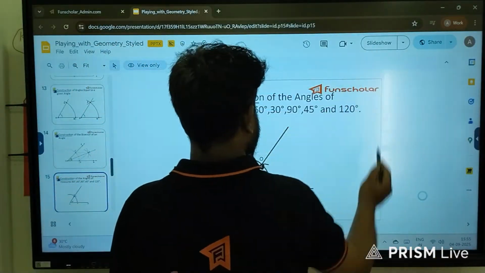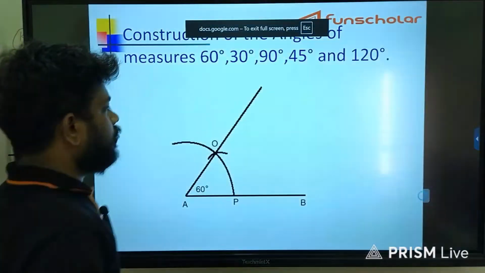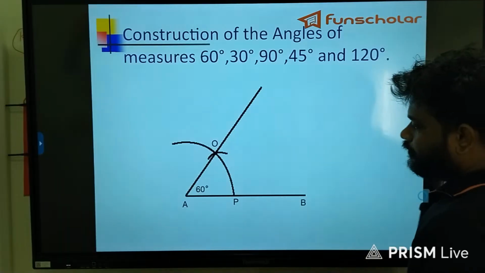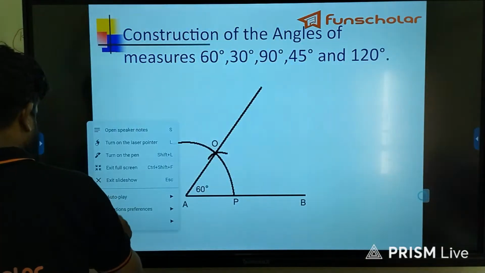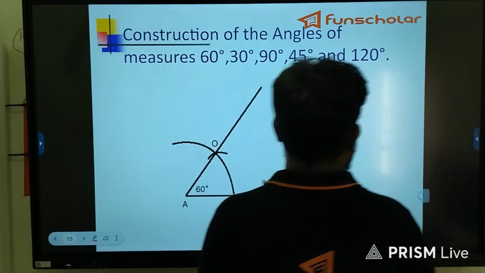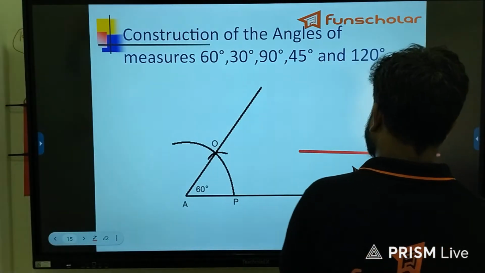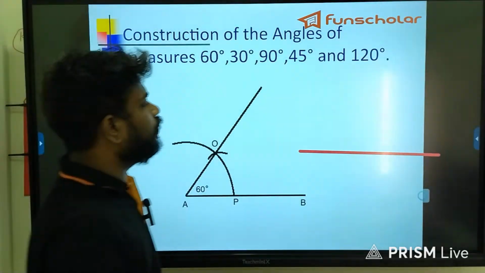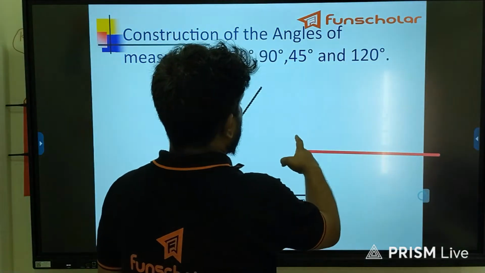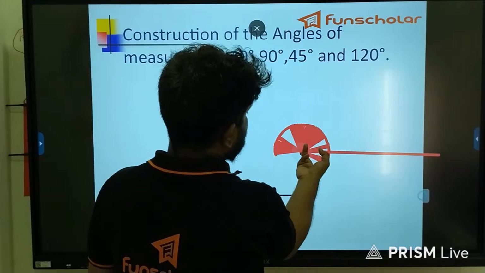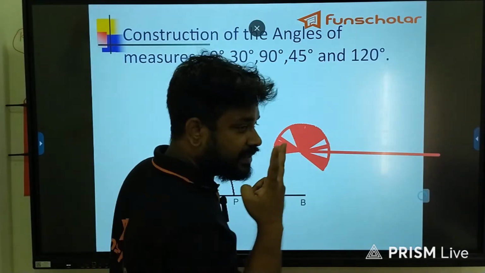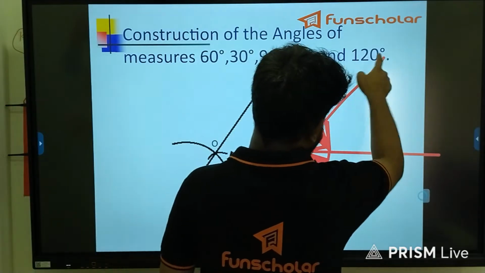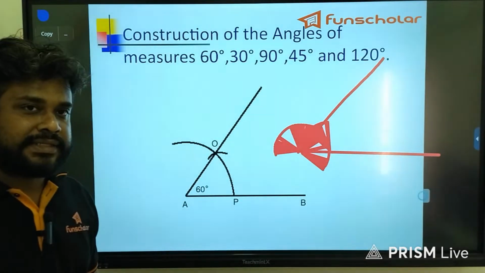So draw a straight line like this. Okay, then just draw an arc like this, and with the same arc draw it like here and join this, you will be getting 60-degree.